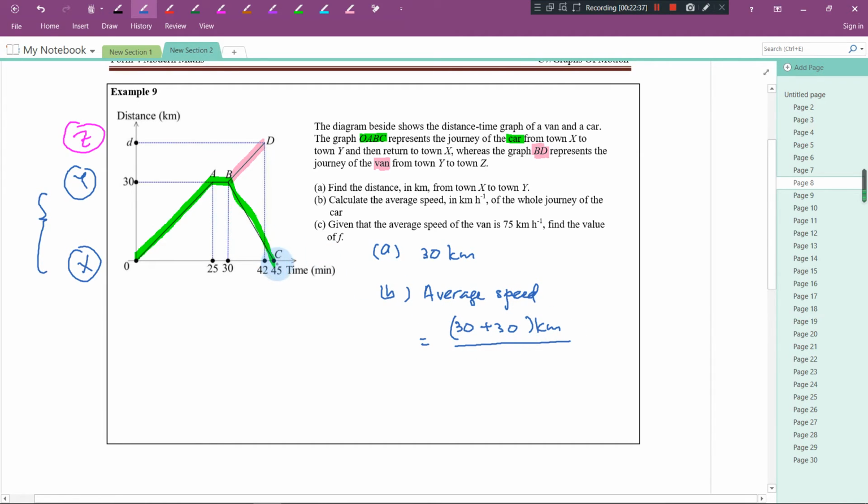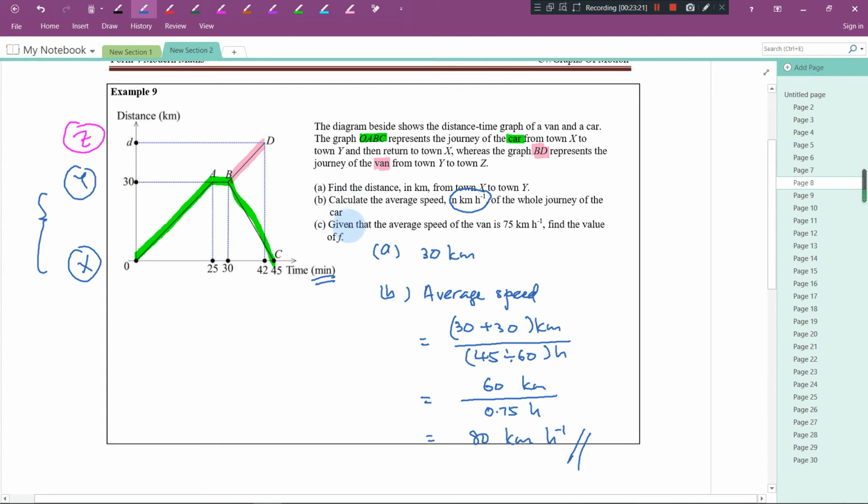And then what's the total time taken? This is 45 minutes. Be careful, this is minutes, and the question is asking kilometers per hour. So that means we have to convert the 45 minutes to hours. This is 45 over 60, which is 0.75. So 60 divided by 0.75 gives 80 kilometers per hour.